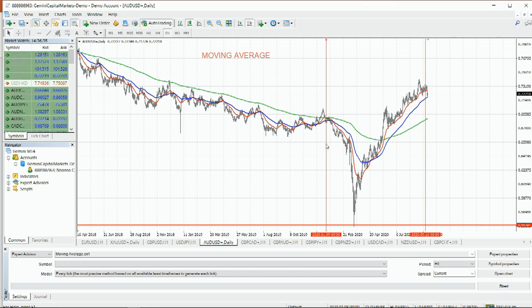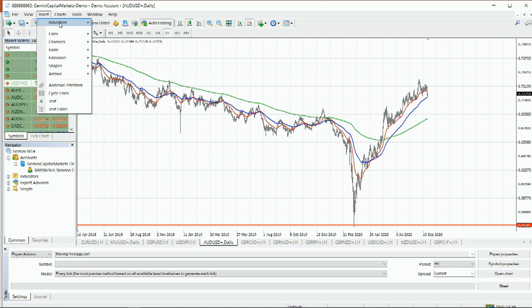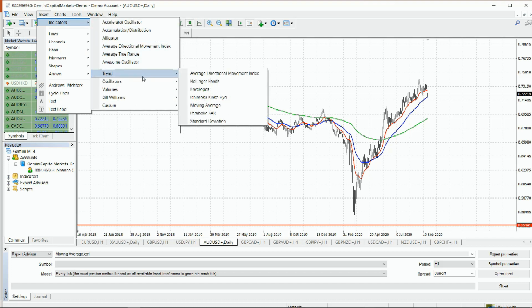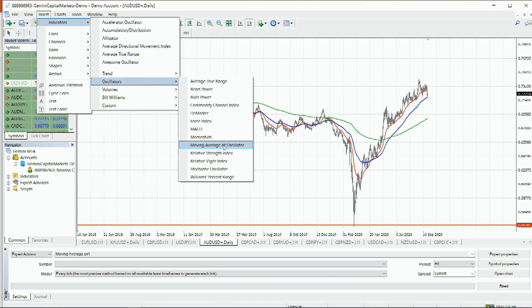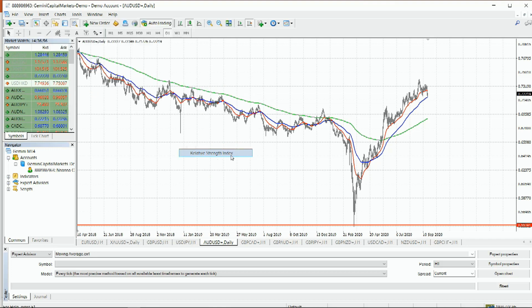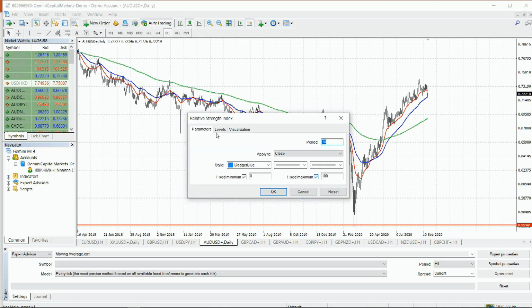Let's take this off, and this off, and this off. Okay, so we're going to still leave our moving average there, and then we're going to insert an RSI indicator. So you still go to insert indicators, you go to oscillators, and then you go to relative strength index. So you add that to your chart.